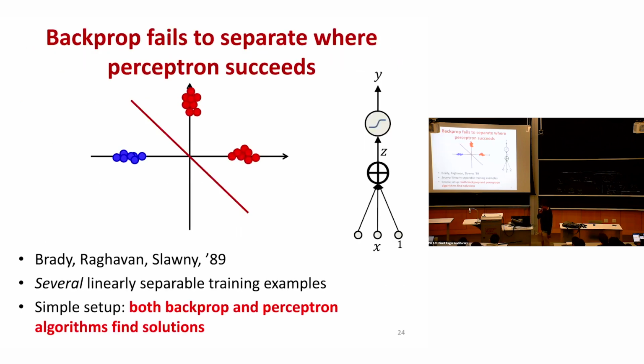Let's say I'm performing a binary classification task, and I have a collection of data from both classes, the red class and the blue class.